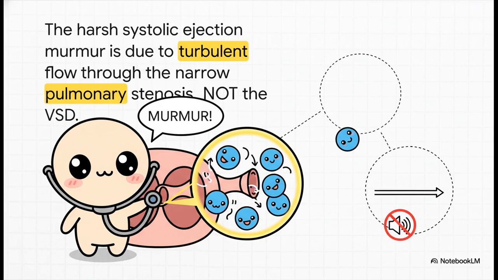Now, here is a critical exam tip, a high-yield pearl. That murmur is from the turbulent blood forcing its way through the narrow pulmonary stenosis. It is not from the VSD. The VSD is usually so big that blood flows through it without making much noise.